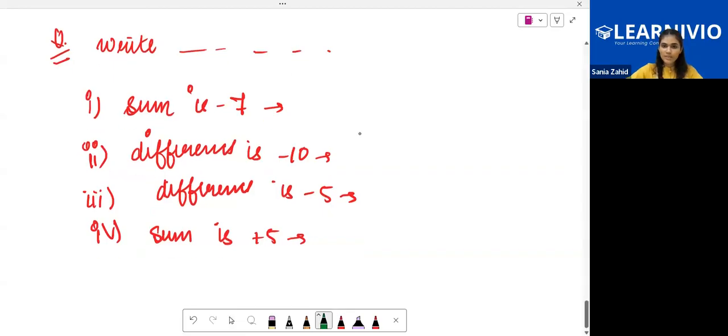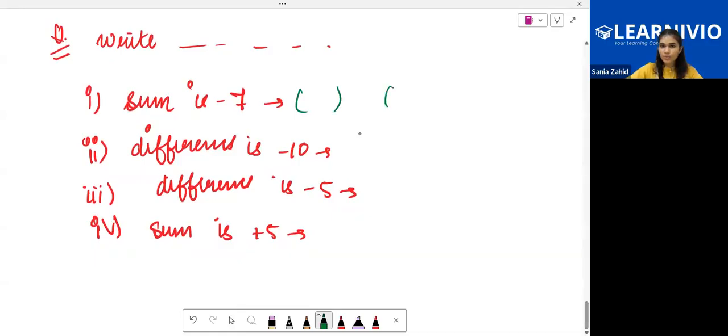The first one is sum is -7. So you need to write two numbers and put a positive sign between them, and your answer should be -7. But listen carefully. Before writing the answers, forget the sign first of all. Just tell me any two numbers on adding which you will get 7. 4 and 3. -5 plus -2.